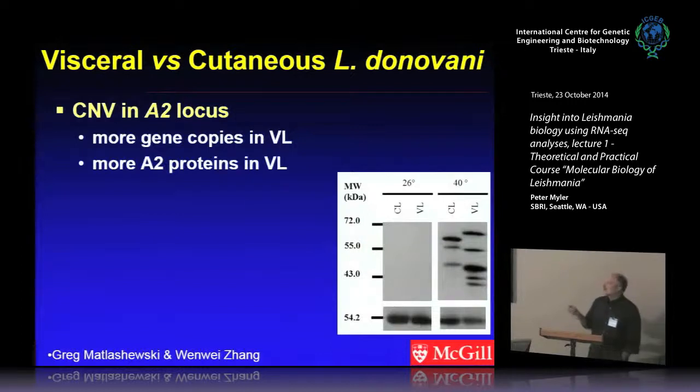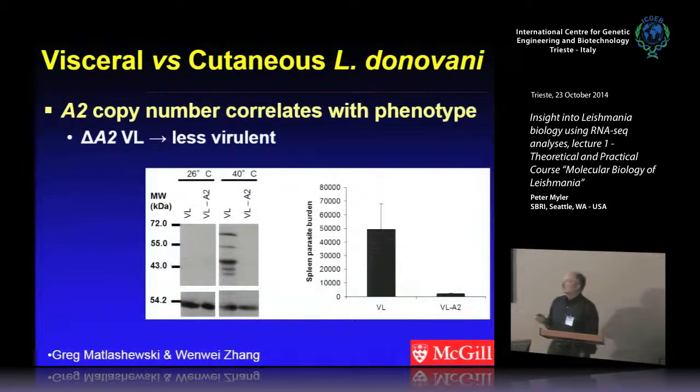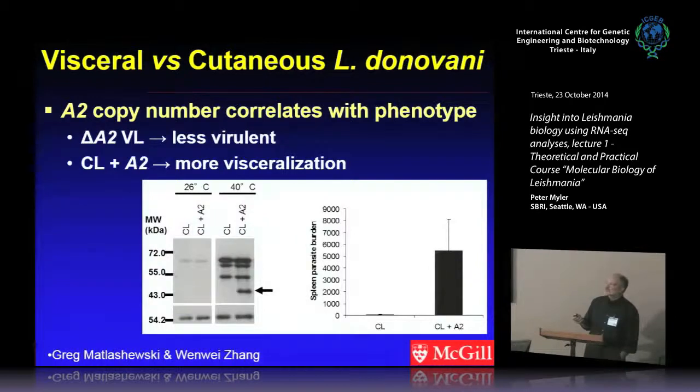And Greg confirmed that when you look at the protein level. You can see in the CL there's really only 3 bands when you look at a Western blot, whereas the VL has at least 5 bands. And what Greg did was then he knocked out the A2 locus in the VL strain, and it became less virulent, so a pretty striking phenotype in mice. And conversely, if you put a single A2 gene from the VL strain back into the CL strain, it becomes more visceralized.